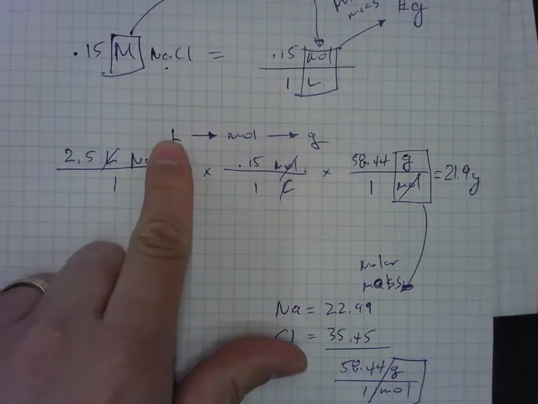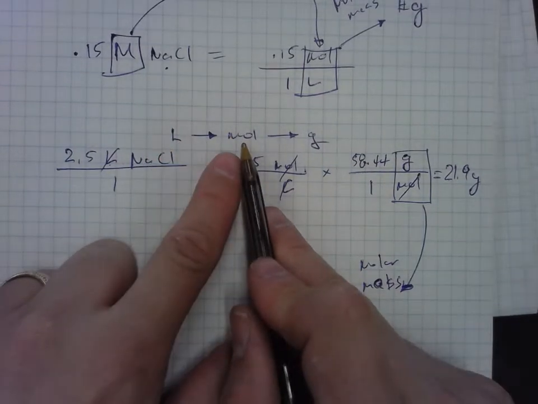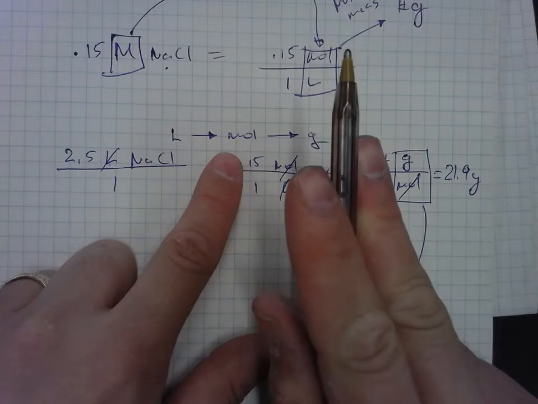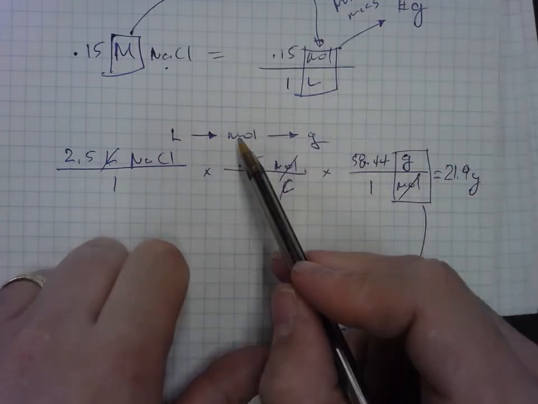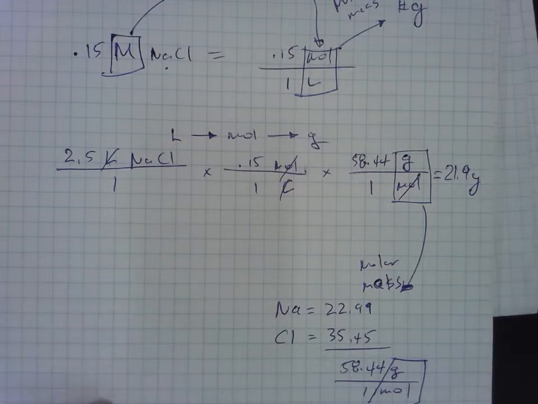Three steps. Volume to moles. Moles is your key always. Once you're in moles, you can convert to anything you want to convert to. Liters to moles to grams. That's how you solve that.